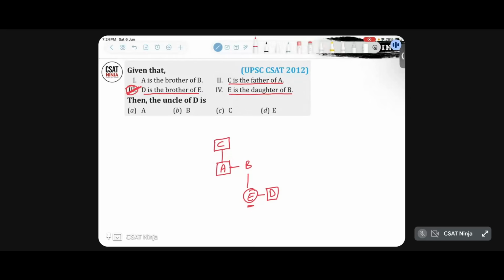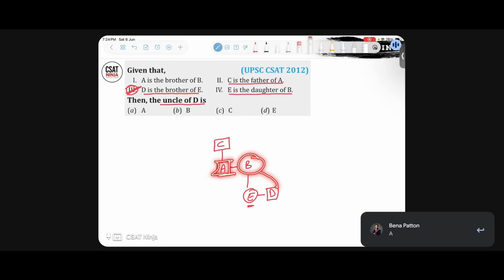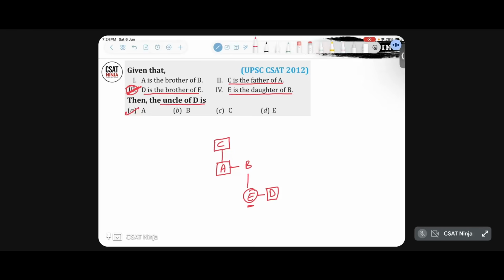What is asked in this question? We are asked to find the uncle of D. So D is here, and for the uncle of D, we don't know the gender of B here. B can be male or it can be female. So I can say that D's parent's brother can be uncle here. So the answer for this one is nothing but A is the uncle of D here. Are we clear with that? Yes, A is the answer. You're correct. If you're clear, you can give a thumbs up. We'll move on to next.